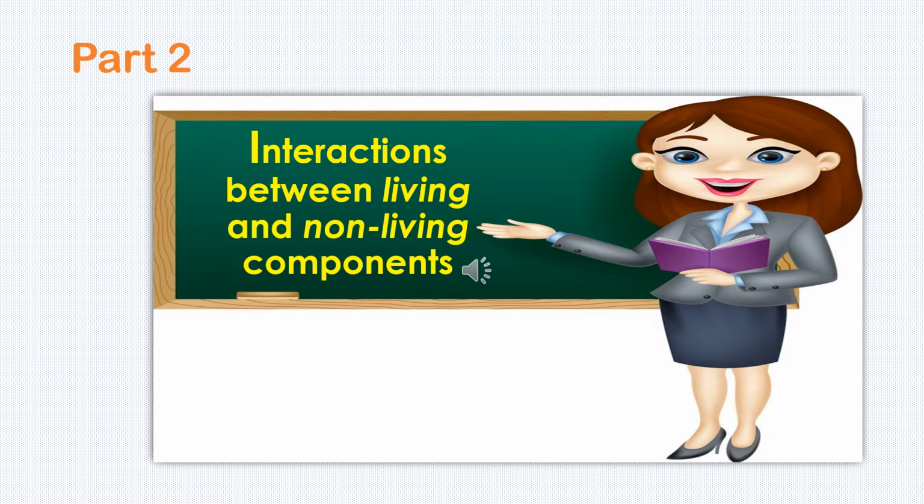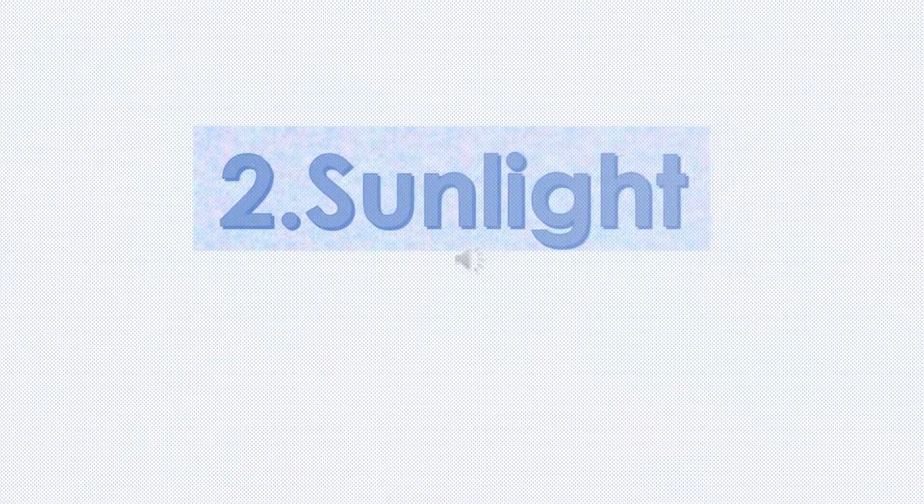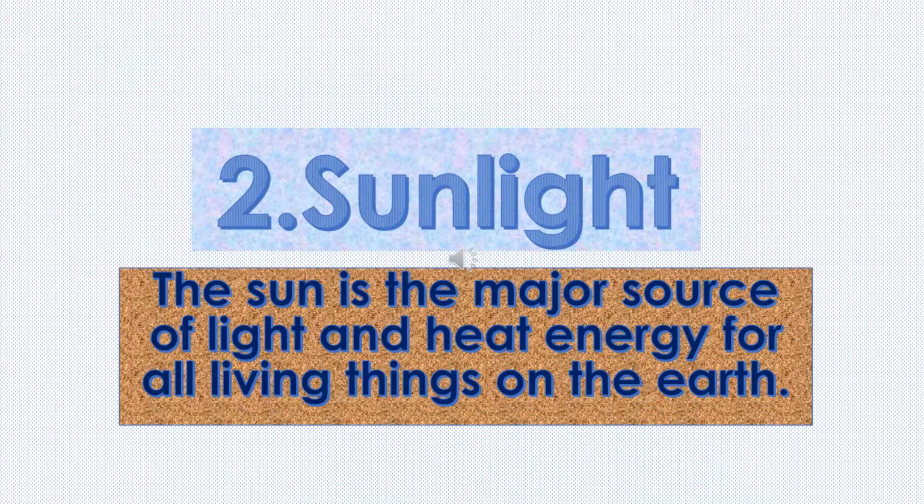Interactions between living and non-living components. The second non-living thing is sunlight. The sun is the major source of light and heat energy for all living things on the earth. Will you try to read it also? That's good.